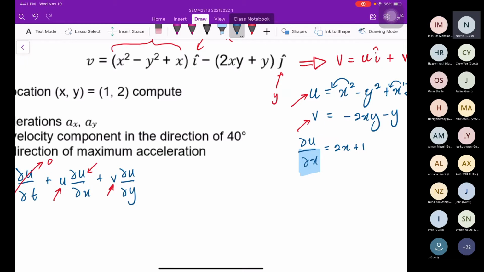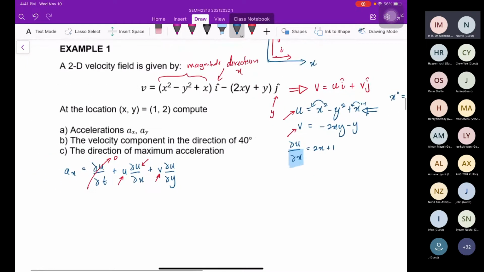Now we can substitute what we have got here. You just replace: x squared minus y squared plus x, multiplied by the partial derivative of u over partial derivative of x, which is 2x plus 1, plus v, where v is here, negative 2xy minus y, multiplied by the partial derivative of u over y.